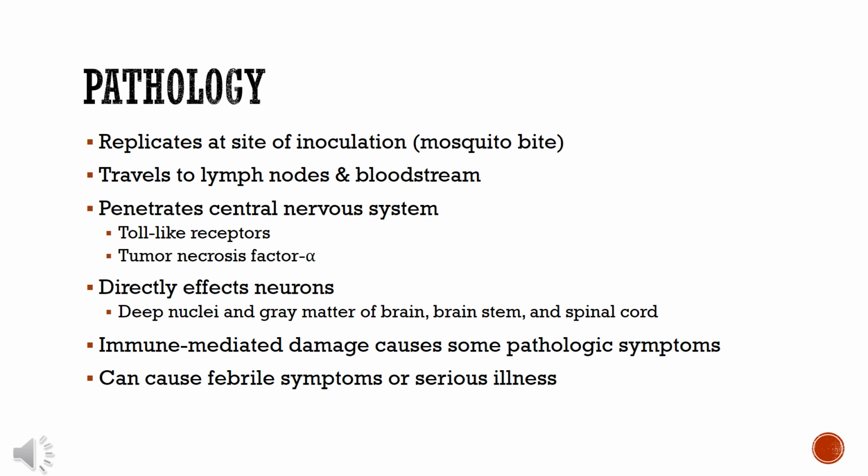The virus enters the central nervous system through two mechanisms, toll-like receptors and tumor necrosis factor alpha. Toll-like receptors are primarily found on macrophages and dendritic cells and help initiate the immune response. Tumor necrosis factor alpha increases the permeability of the blood-brain barrier, and once the virus enters the brain, it directly affects neurons, especially deep nuclei and gray matter of the brain, brainstem, and spinal cord. Immune-mediated damage such as inflammation causes most of the pathologic symptoms, and this virus can cause either mild febrile symptoms or serious illness.